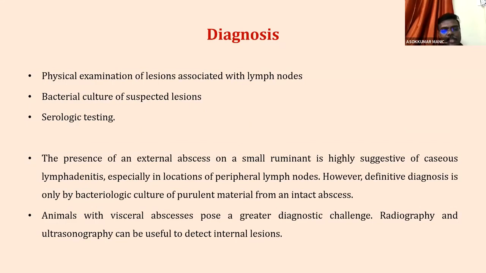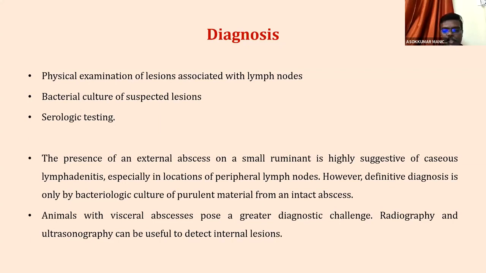The presence of an external abscess on a small ruminant is highly suggestive of caseous lymphadenitis, especially in the location of peripheral lymph nodes. However, definitive diagnosis is only by bacteriological culture of purulent material from an intact abscess. In general practice, for a bacterial disease, apart from the obvious or overt clinical signs, if you want to confirm it, it is better to go for culture, followed by primary, secondary, and tertiary identifications, or otherwise molecular diagnostics.